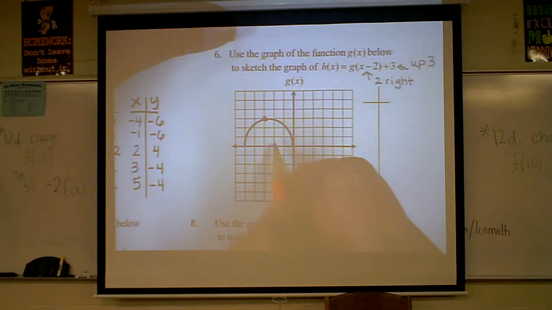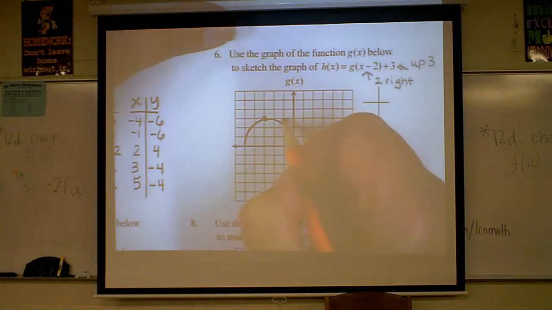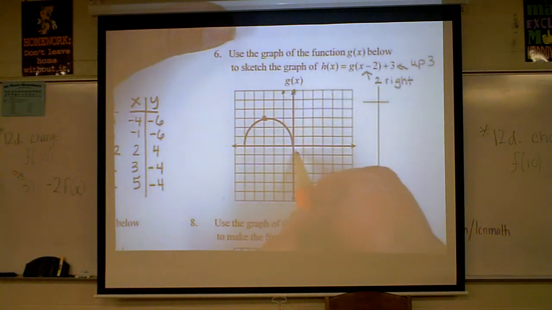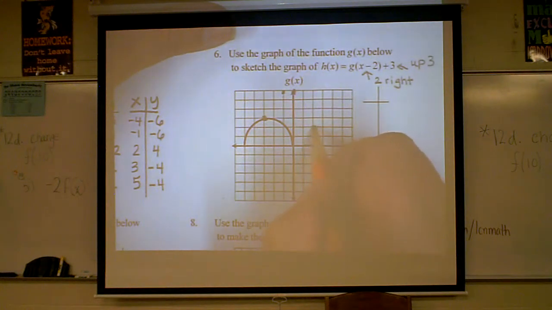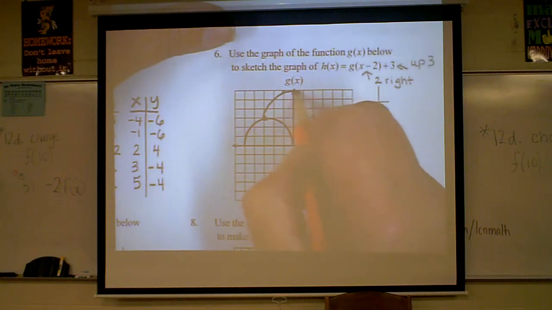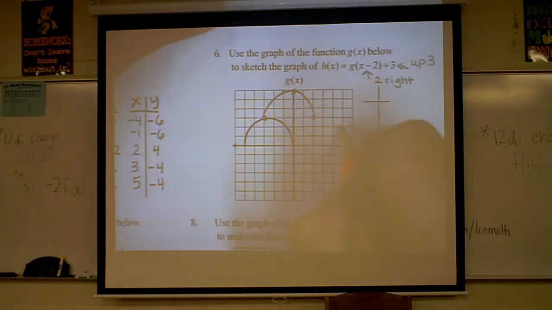And you could take this top part of the graph, and go 2 units over to the right and up 3, this one 2 units to the right and up 3, and this one 2 units to the right and up 3. You want to make a half circle, just like that. That was worth 3 points.